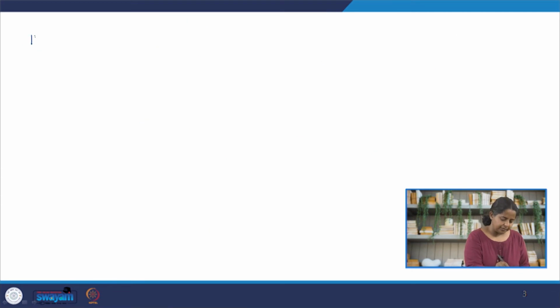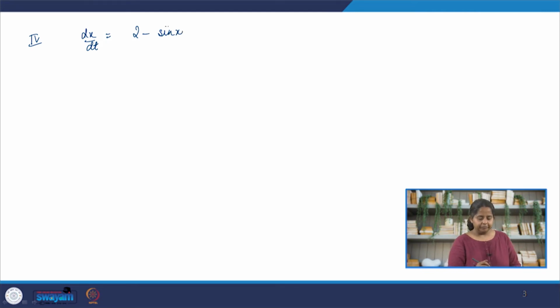The fourth example is dx/dt is equal to 2 minus sin x. So it's very similar to what we had previously, but now I've added a constant. Now this is very simple, but it's also very important for you to understand what will happen if you have a constant in your function.